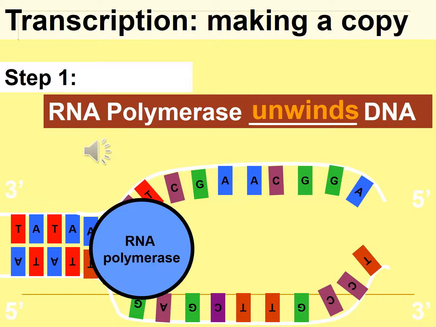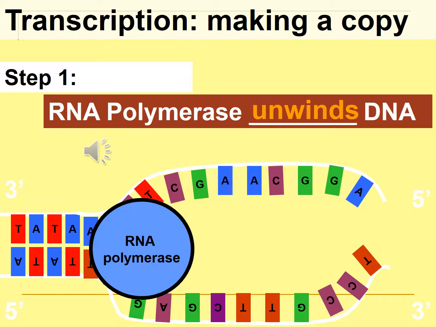Okay, so now we're going to break transcription down into three steps. Step one, this enzyme called DNA polymerase is only in DNA replication that we just covered. There were two enzymes involved in that, helicase and DNA polymerase. Those were the enzymes involved in replication, or making copies of the DNA.